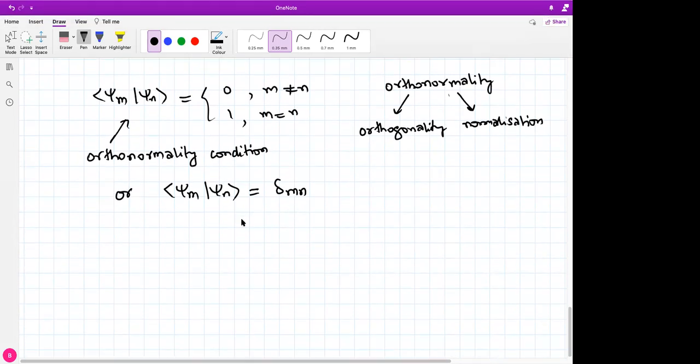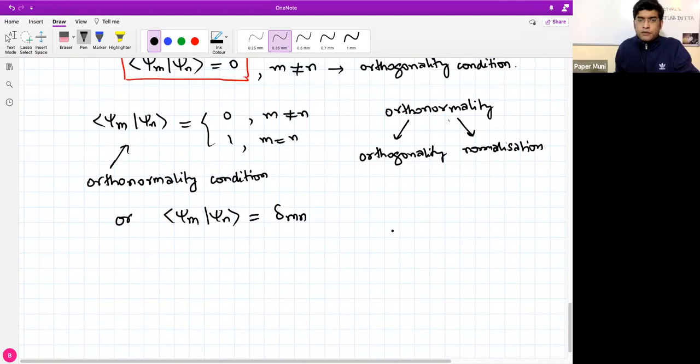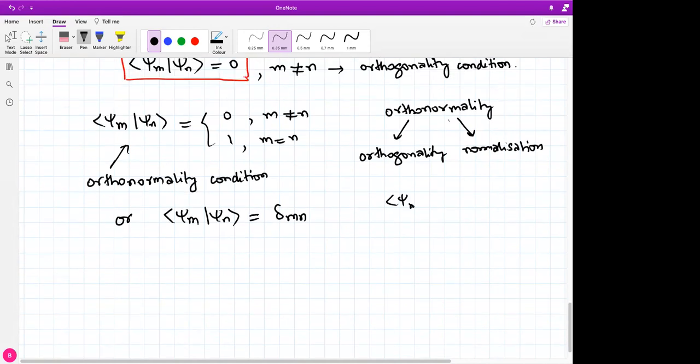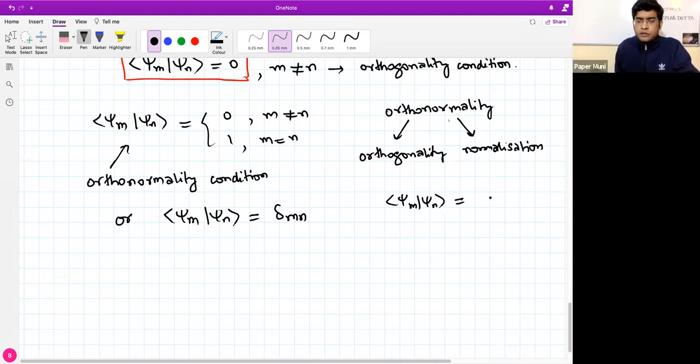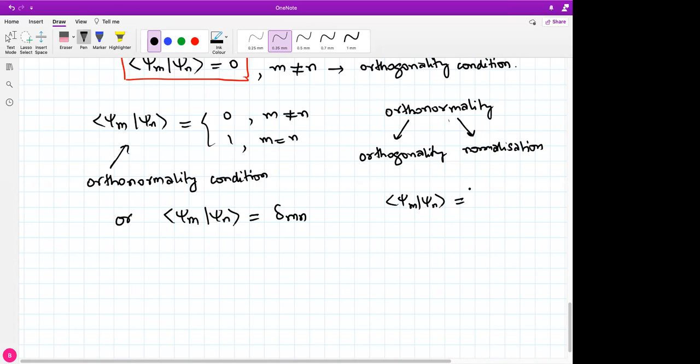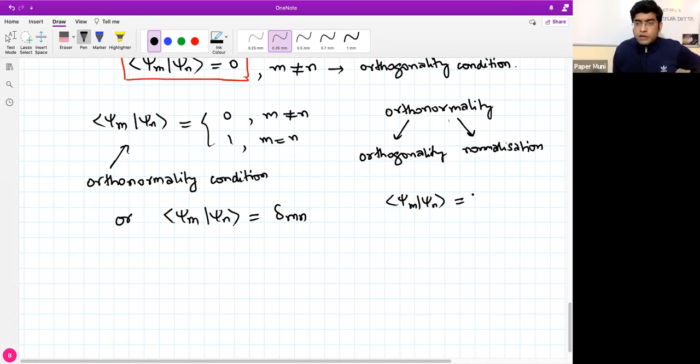Sir, if the bra psi and ket psi product is equal to -1, then could it be orthonormal? No, this will never give you a -1. This will never give a negative quantity. I have never come across this situation. I don't know if it's valid in general, but this quantity is positive. This will give you a positive number.